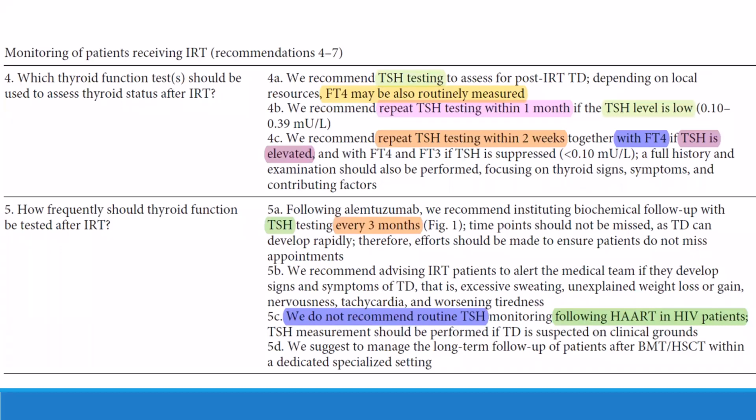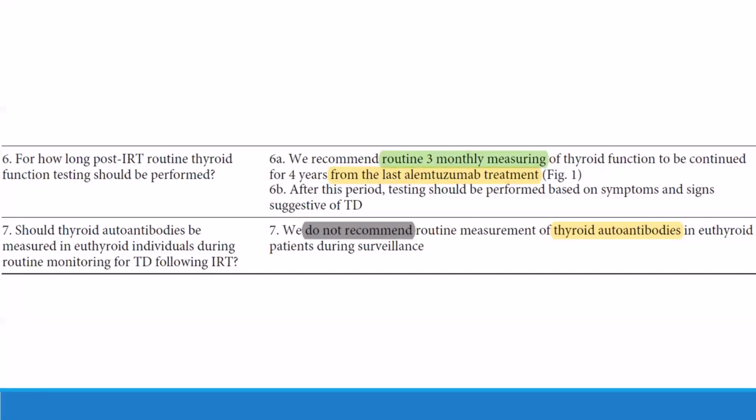How frequently should thyroid function be tested after IRT? Actually, you should do TSH every 3 months. And it is not routinely recommended to do TSH monitoring following a HIV patient. So, in the patient receiving alemtuzumab, in this situation, we should follow by TSH every 3 months during treatment. But with the other treatment, there is no requirement for routine TSH monitoring during the therapy.